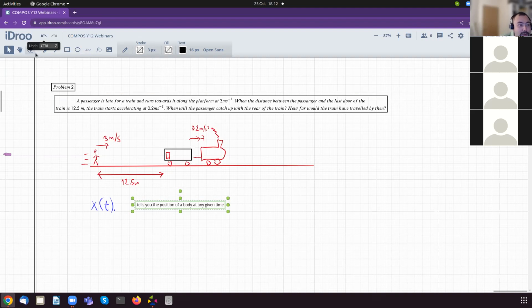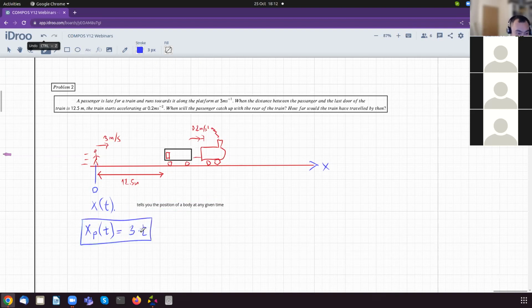If the person is starting from, let's say, 0 on the x-axis, then x of the person with respect to time is simply 3 multiplied by t, because when t is 0, the person is at 0. When t is 1, the person is at 3 meters. When t is 2, the person is at 6 meters, and so on.